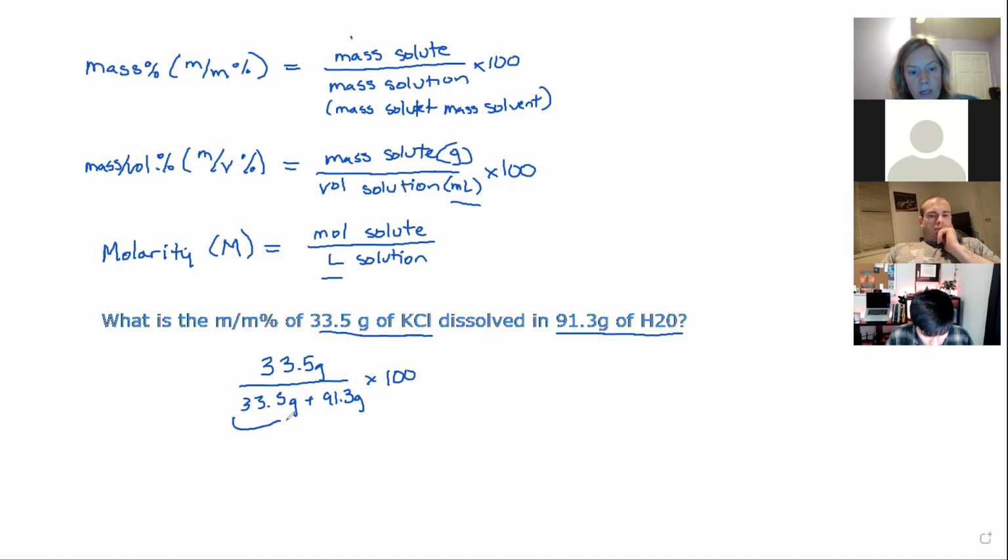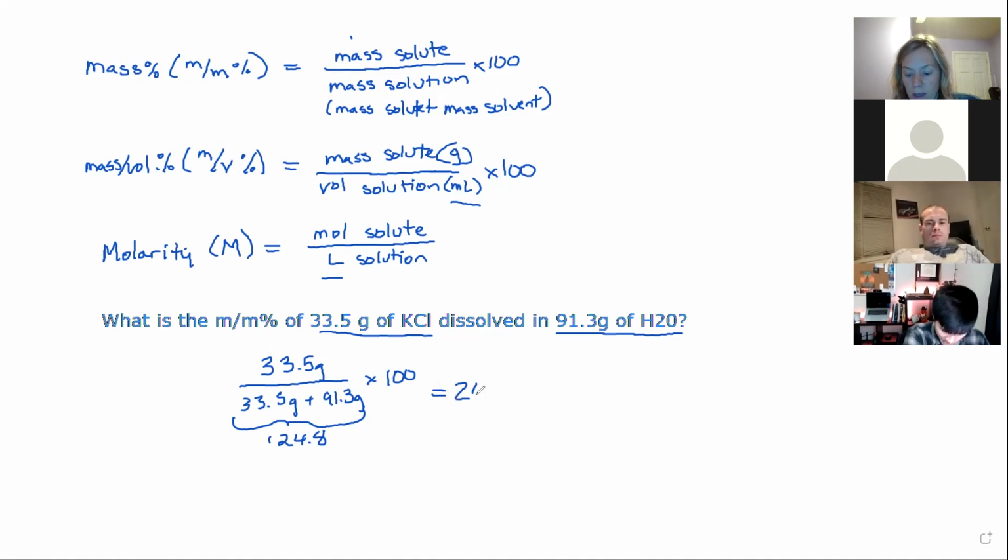All right, so the total here is going to be 124.8. We'll round at the end. So 33.5 divided by 124.8. Multiply it by 100 to get it into a percentage, 3 sig figs, so 26.8 by mass percent.